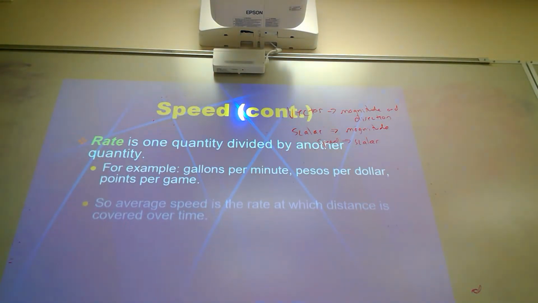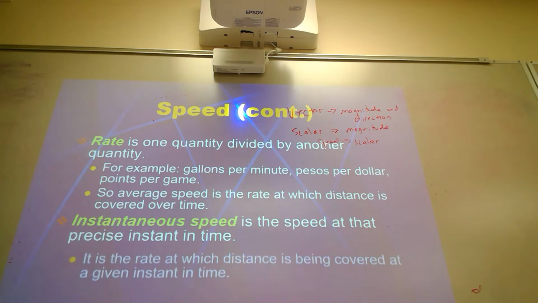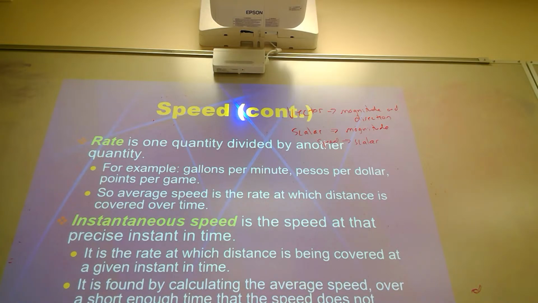Okay, rate is one quantity divided by another. Now you know that. Gallons per minute, pesos per dollar, points per game. So average speed is the rate at which distance is covered over time. Instantaneous speed is the speed at that precise instant in time. Okay, that's what instantaneous means. Precise instant in time. It is the rate at which distance is being covered at a given instant in time. It is found by calculating the average speed over a short enough time that the speed does not change much.